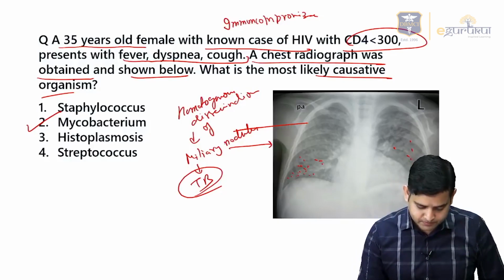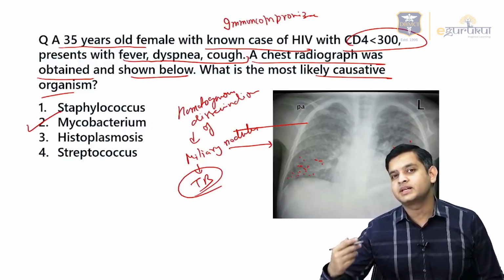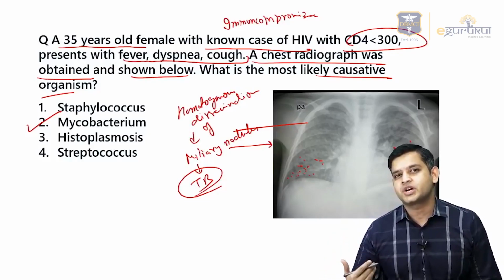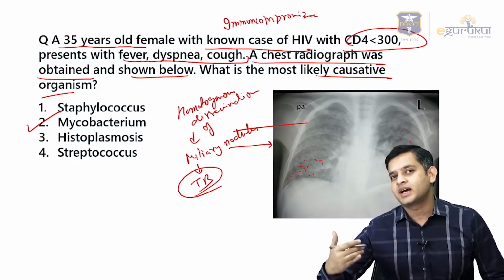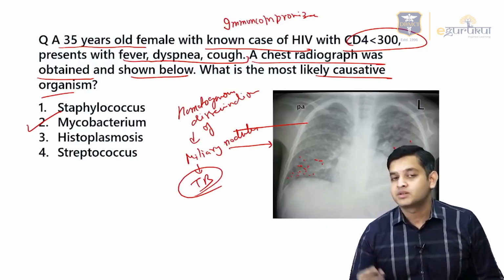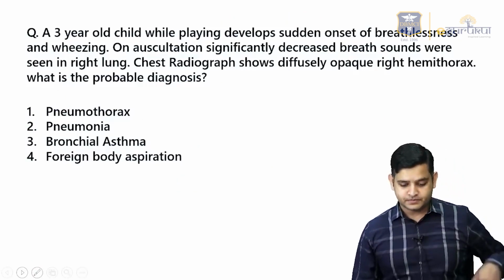There are many causes of miliary nodules, but in an Indian setting, in an immunocompromised patient, it is hematogenous dissemination of TB, because the host immunity has gone down and the TB flares up through the hematogenous route, and that should be the answer. Okay. All right.